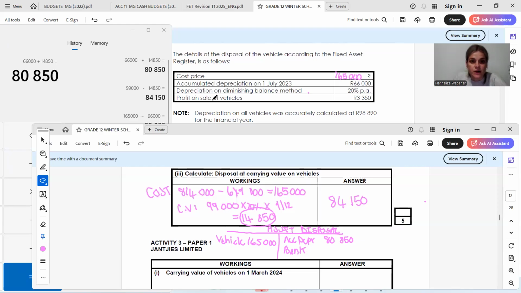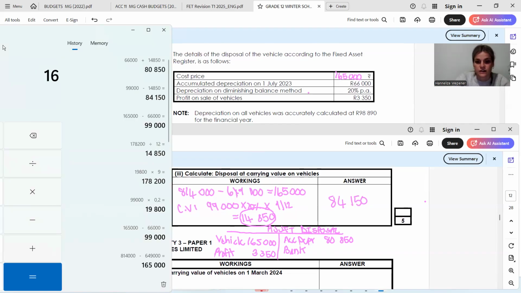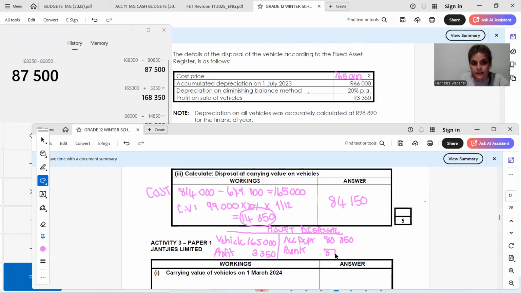Then it says that you made a profit on the sale of this vehicle. So what you paid for it is less than the usage that you got out of it. Therefore, on the debit side, profit. So I got more out of it, 3,350. And then you just balance the account to find the missing figures. So on the debit side, that's your total minus what I have on the credit side. So I received for this asset 87,500. So just an additional little something if they maybe decide to ask you that.